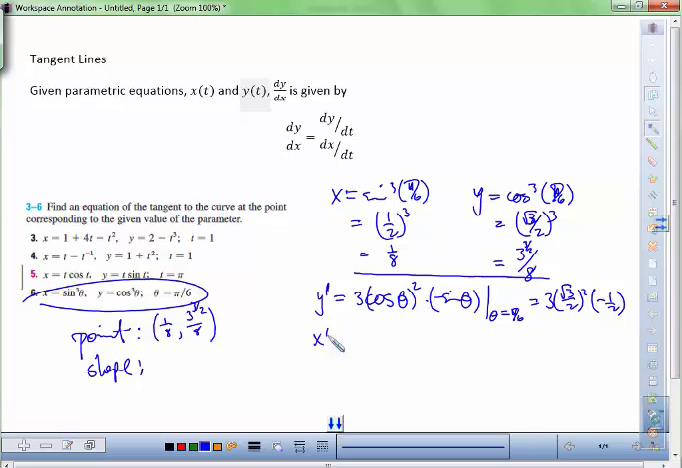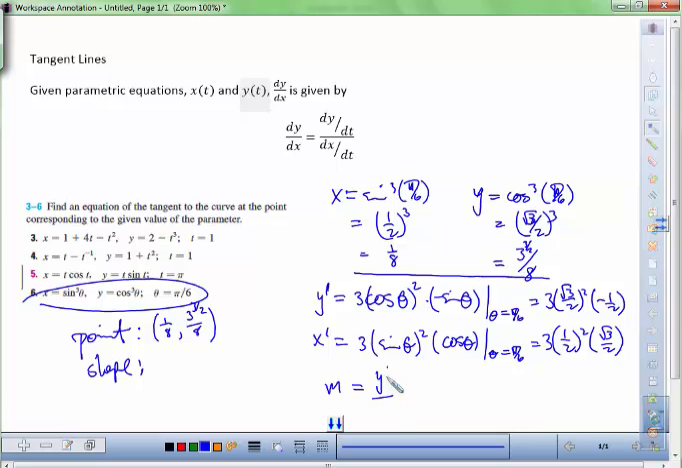And then x prime of theta is 3 sine theta squared times the derivative of sine, which is cosine theta. Evaluate that at pi over 6. So 3 times sine theta, you said sine was 1/2, and cosine was root 3 over 2. So you need to put them in the ratio as a fraction, one over the other.